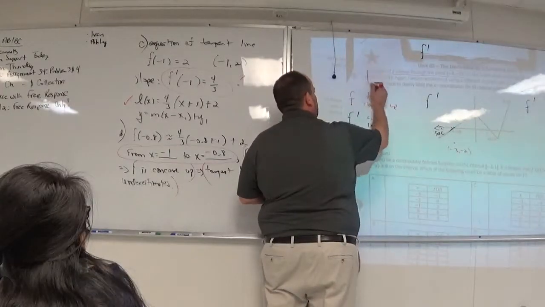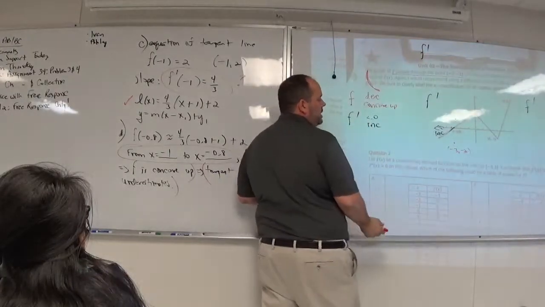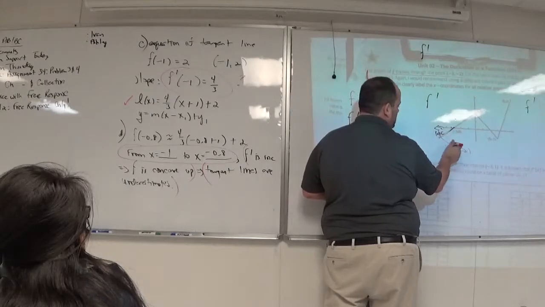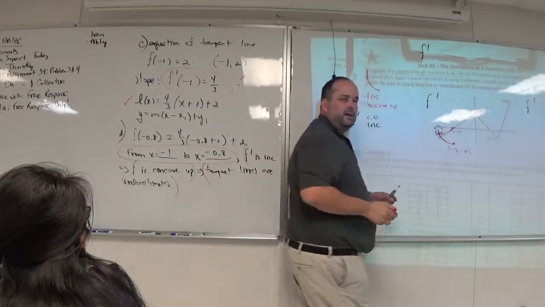Everybody seems to be drawing like that guy there. Okay. So, decreasing concave up, passing through negative 3, negative 2, that's all I need.